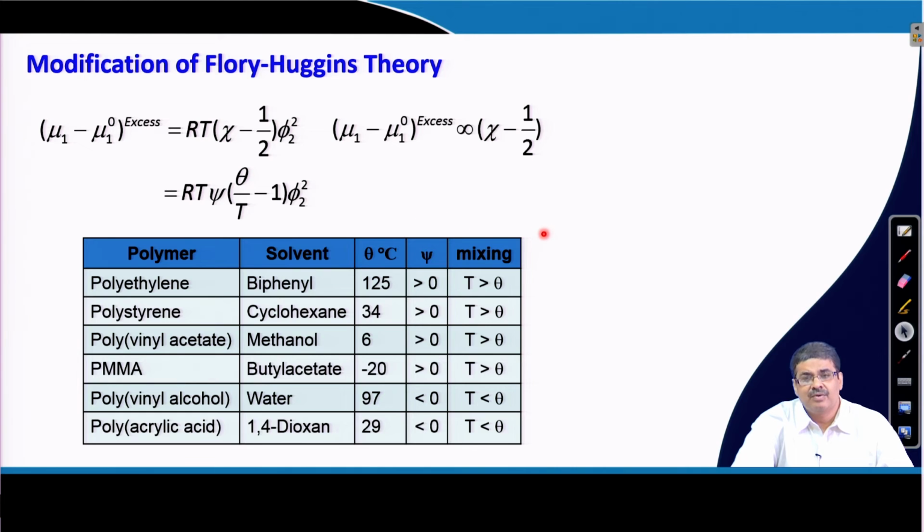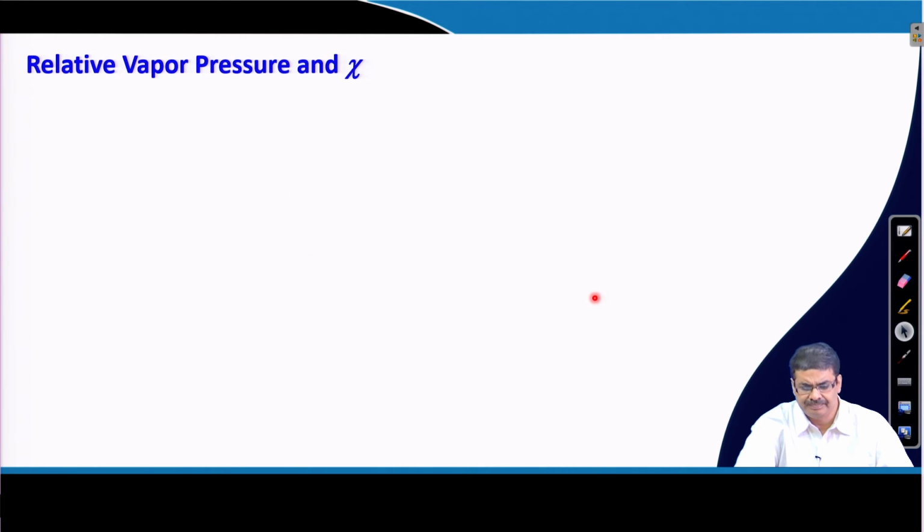So, to predict or identify a solvent for a particular polymer sample, we need to have an idea about their theta temperature as well as the sign of the entropy factor, which basically depends on the interaction behavior between the polymer and the solvent system. We will now talk about relative vapor pressure and chi.